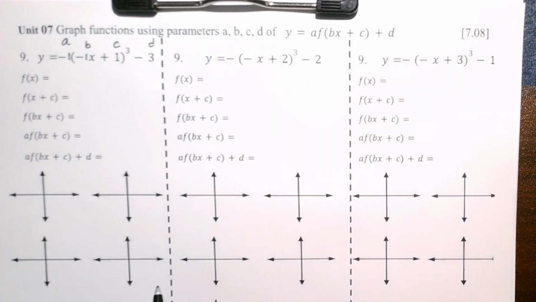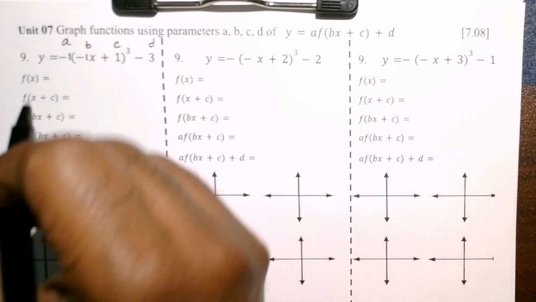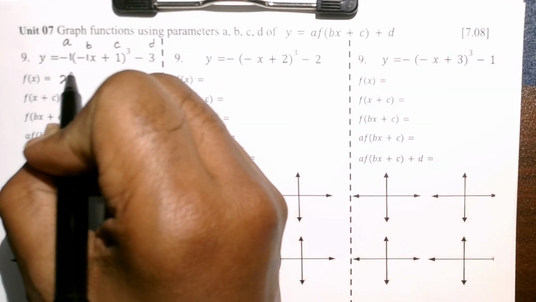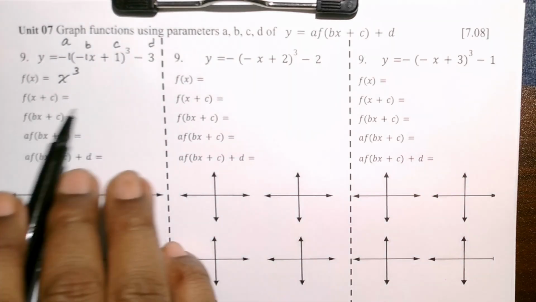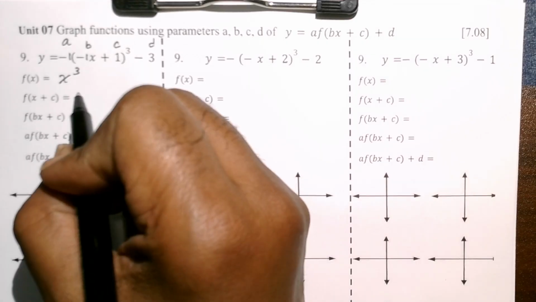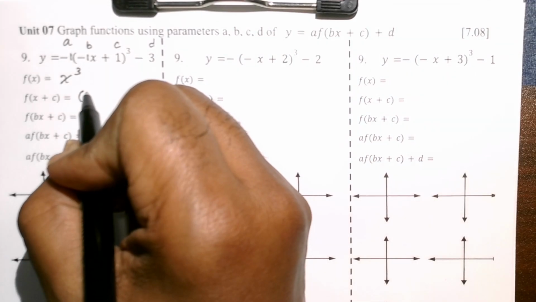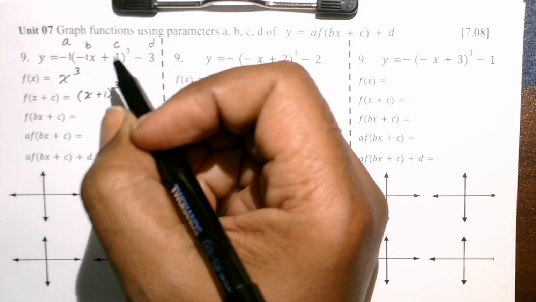Now from here, we're going to remove all parameters, A, B, C, and D, and we'll be left with the x and the cube. So x raised to the third power. Now, let's start putting parameters back on slowly. First, the C parameter, which is a plus 1. So this becomes x plus 1 all to the third power.